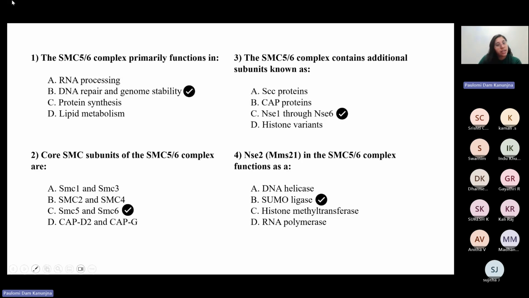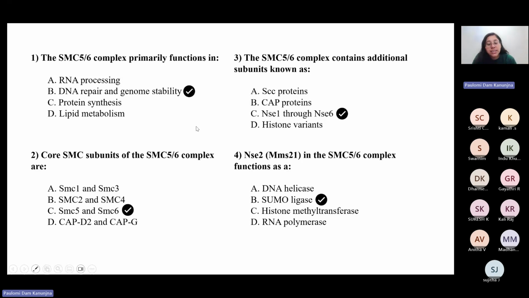Okay. So, like I already mentioned, the SMC 5 and 6 complex is for the activity of DNA repair and genome stability. The core SMC proteins are in the name itself, 5 and 6, right? And the additional subunits here are the NSE proteins, NSE 1 to 6, which means 1, 2, 3, 4, 5, 6. Okay. NSE, just for your information, stands for non-SMC elements, the same kind of question that we have been doing so far.